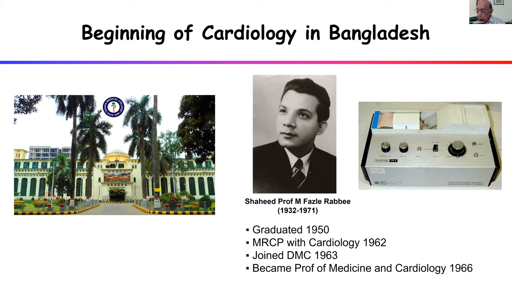During 1964, IPGMR was created, but I'm going to be very, very short. IPGMR was created in Dhaka Medical College in 1965, and subsequently in 1966, in March 1977, the cardiac center in Pakistan was set up by Brigadier Malik. And that was the first cardiac center in the army sector in Pakistan.